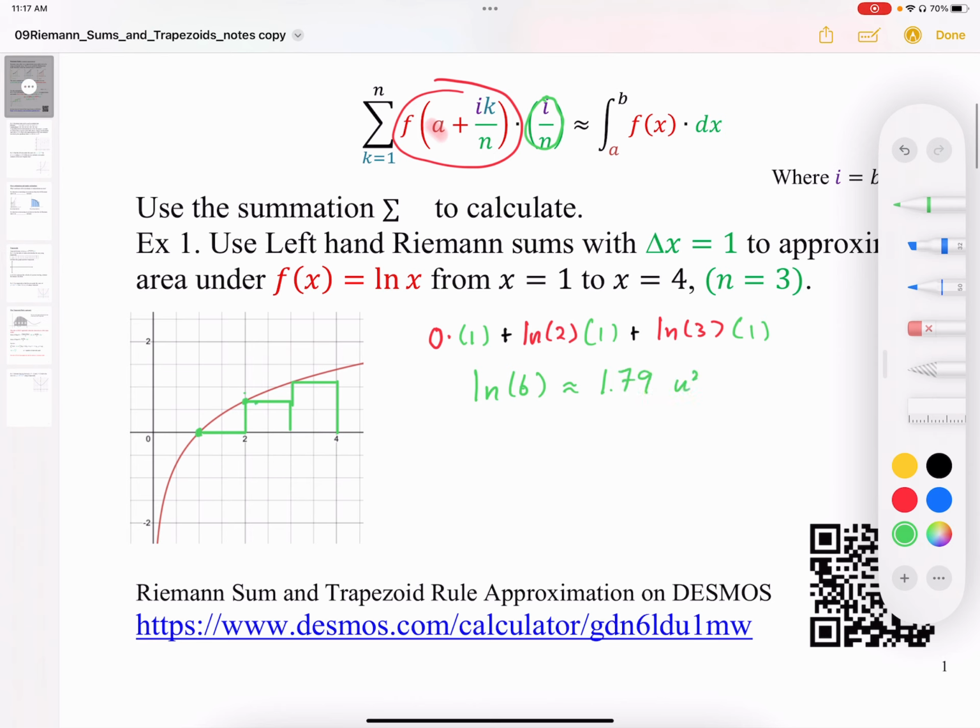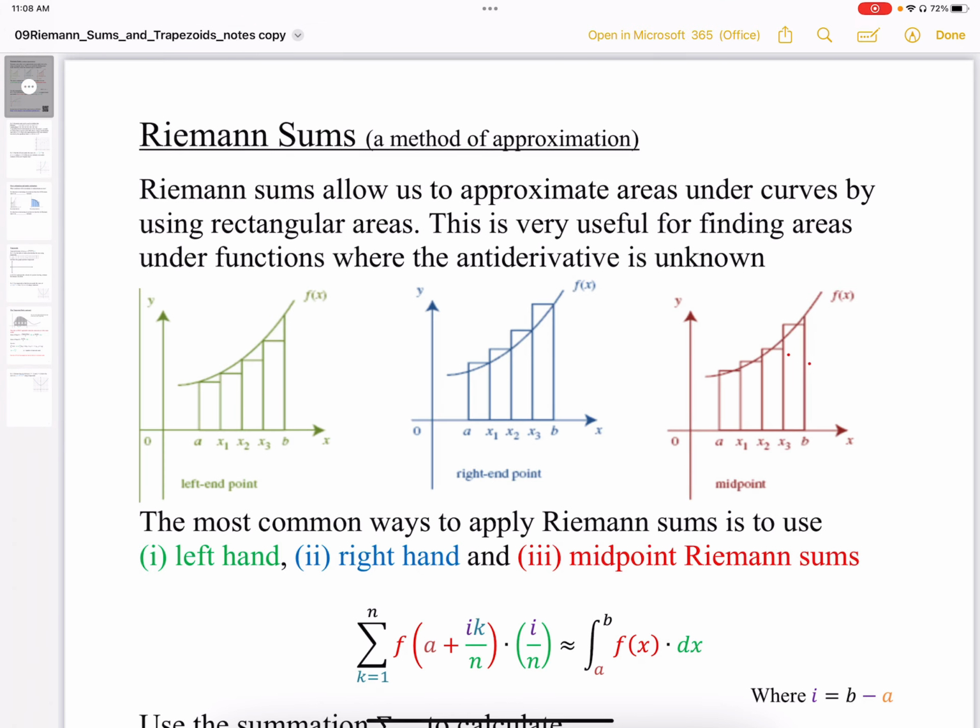Okay, and that's going to represent this area, which I've shaded in green underneath the log function. Riemann sums allow us to approximate areas under curves by using rectangular areas. This is very useful for finding areas under functions where we don't really know what the antiderivative is. We can use this for all other areas as well, though.